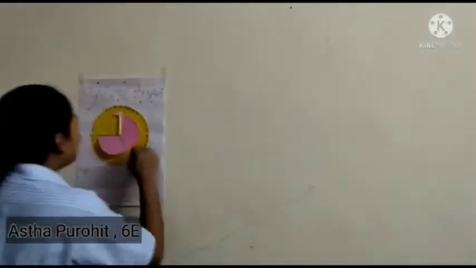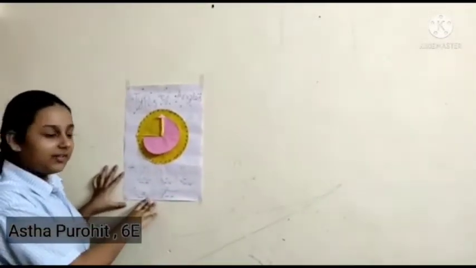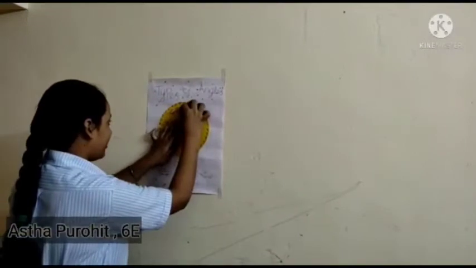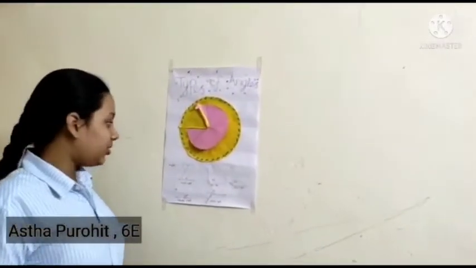Thank you. I am Asta Pavit from class 6C. I have made a model on types of angle for the math exhibition. It's a working model. Now I will tell you how this model works. Types of angle. And now I will show you the acute angle for the 62 degree. This one is the acute angle for the 62 degree.